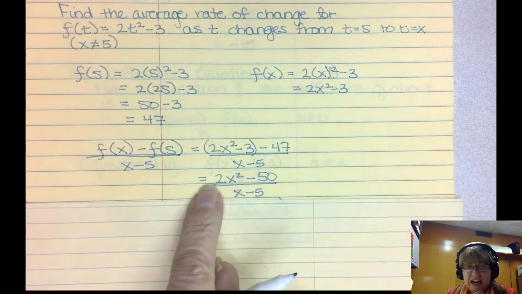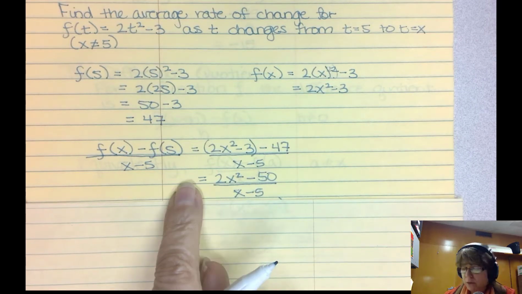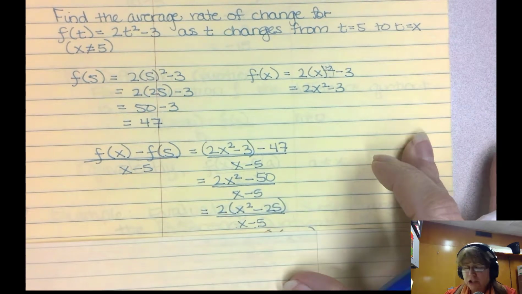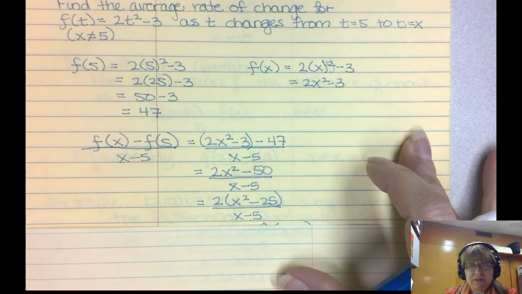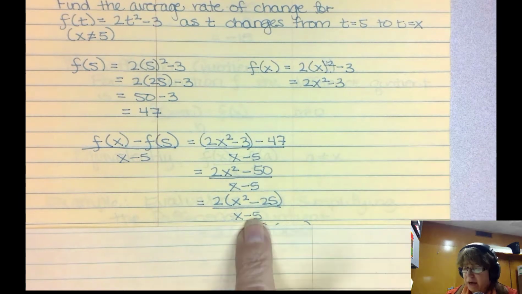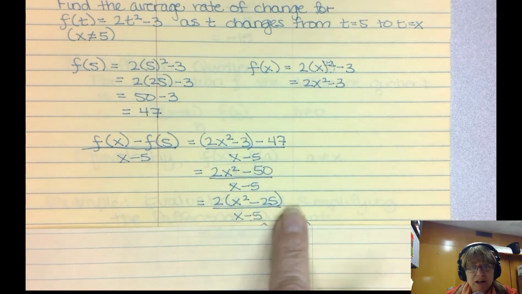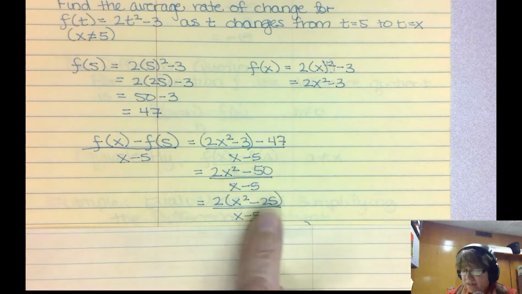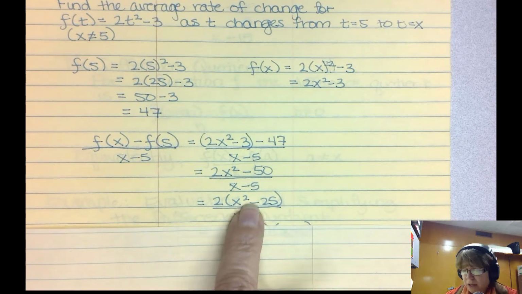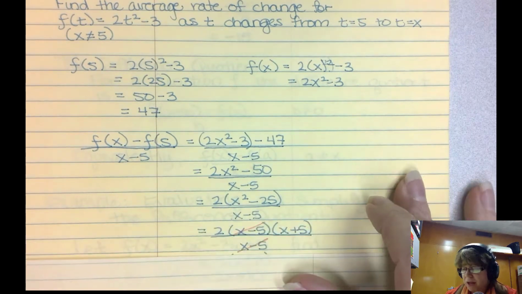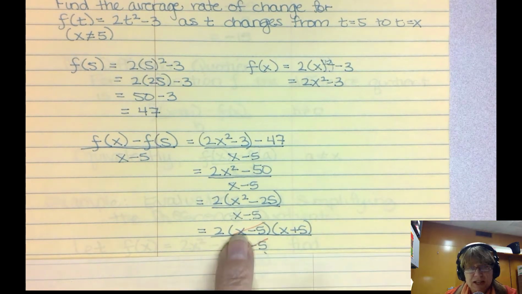Looks like I can factor at least a 2 out for now. So I'm going to factor a 2 out of the first term and a 2 out of the second term. And I get 2 times x squared minus 25 all over 5 minus x minus 5. X squared minus 25: x squared is a perfect square, 25 is a perfect square. So I know I can factor this because I have a subtraction in the middle. That's going to be x minus 5, x plus 5. Aha! So I have 2 times x minus 5 times x plus 5 all over x minus 5.